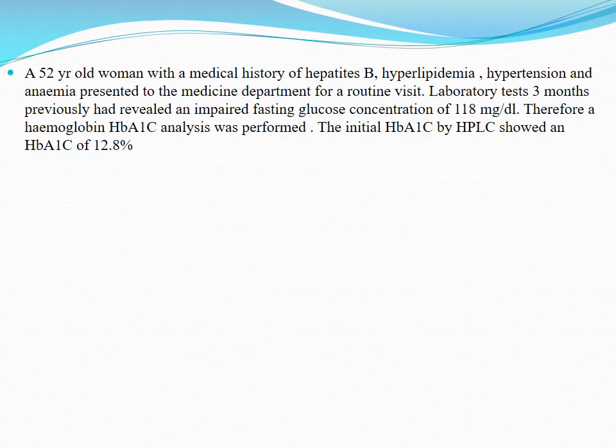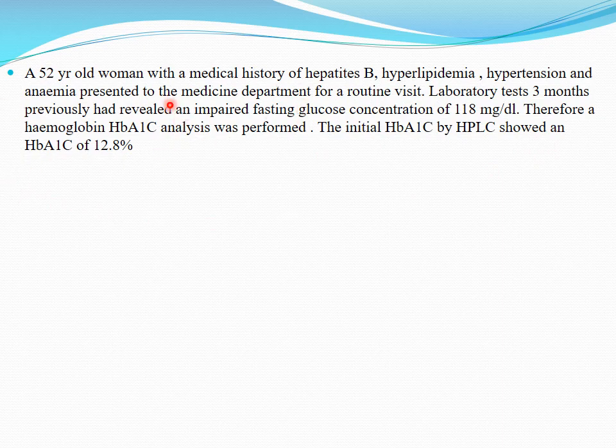A 52-year-old woman with a medical history of hepatitis B, hyperlipidemia, hypertension, anemia presented to the medicine department for a routine visit. Laboratory test 3 months previously had revealed an impaired fasting glucose concentration of 118 milligram per deciliter. Therefore, an HbA1c analysis was performed, and it showed 12.8%.